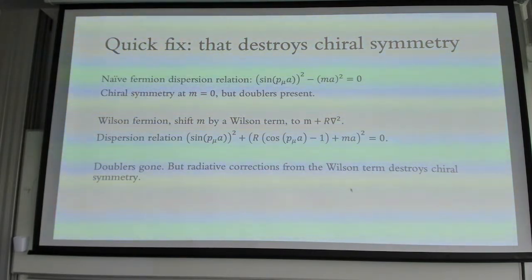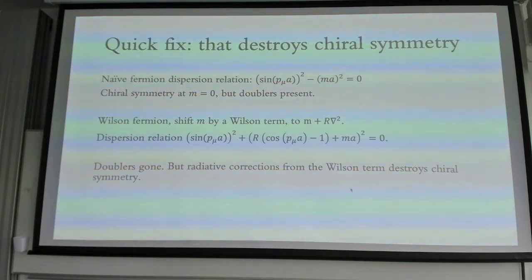So there is a quick fix to this, which involves shifting the fermion mass by what is known as a Wilson term. So this is basically r, some Wilson parameter, times a gradient squared. Okay? And so the corresponding dispersion relation looks like this. And so that would be the pole of your fermion propagator. And as you can see, at this point, now p equals 0 satisfies this equation, but p equals pi does not satisfy this equation anymore. So you have gotten rid of the doublers. So these are called Wilson fermions.